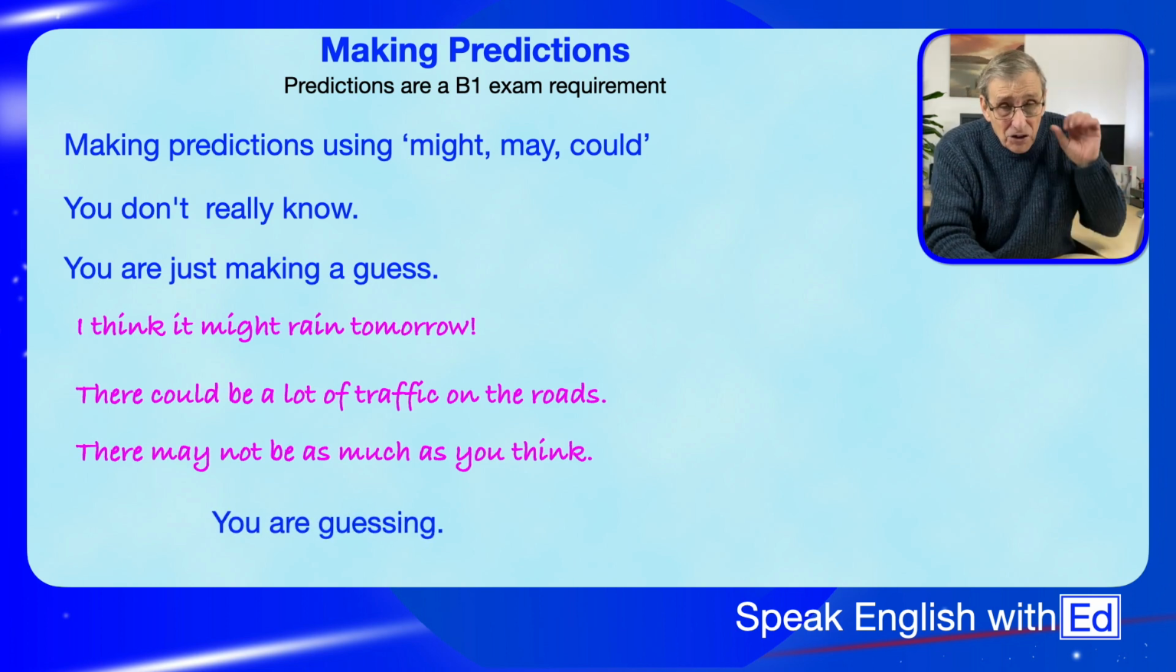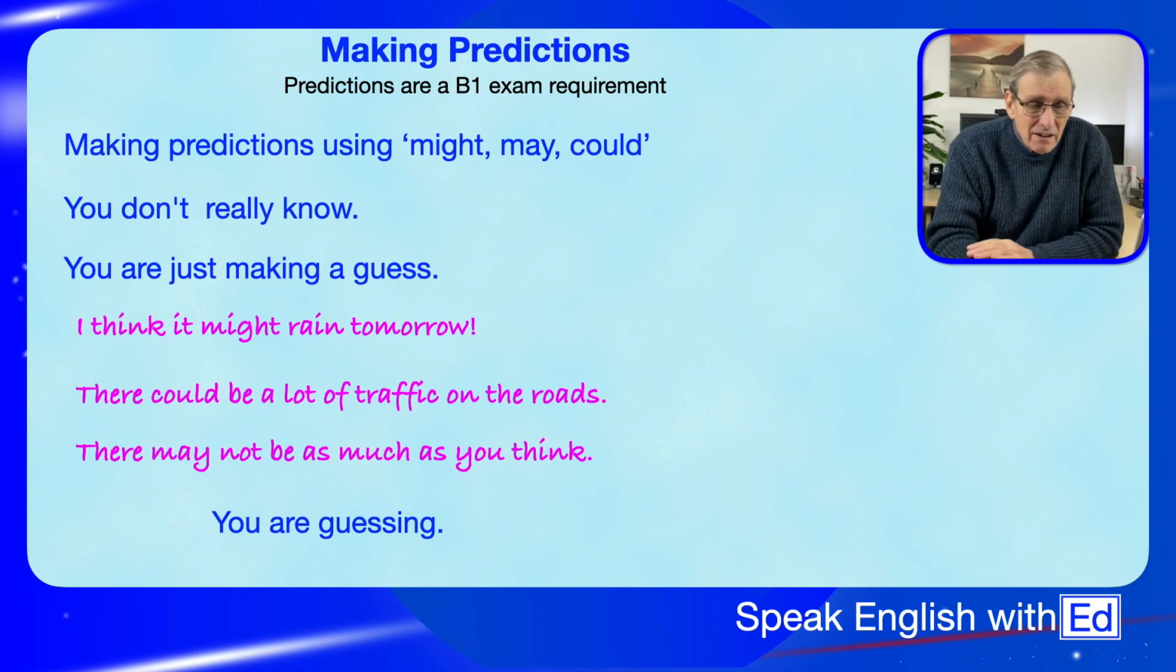It's just a guess. If you use maybe, could be, might be, you're purely guessing. That's all you need. So these are all ways that you can make predictions about the indefinite future.